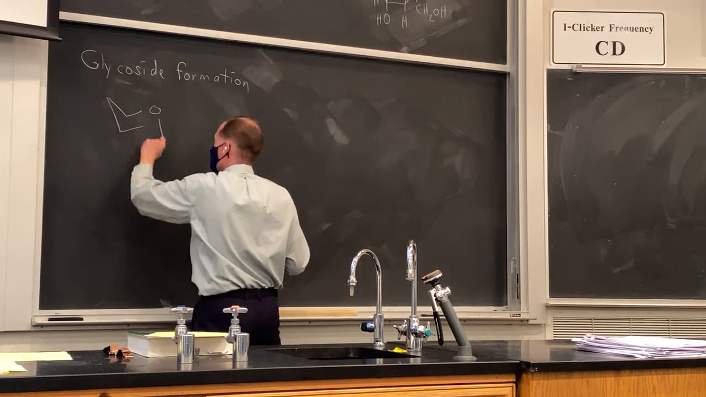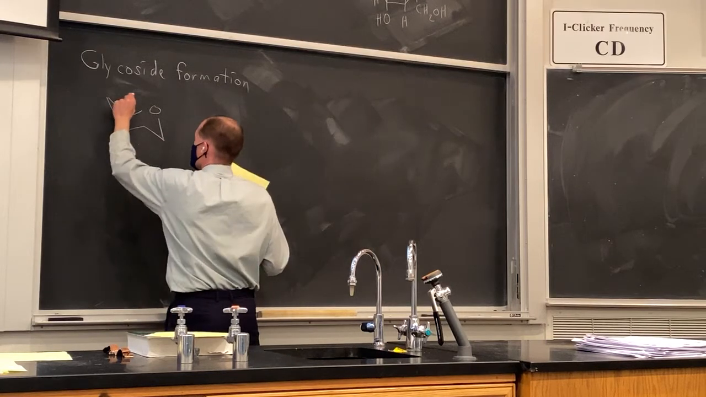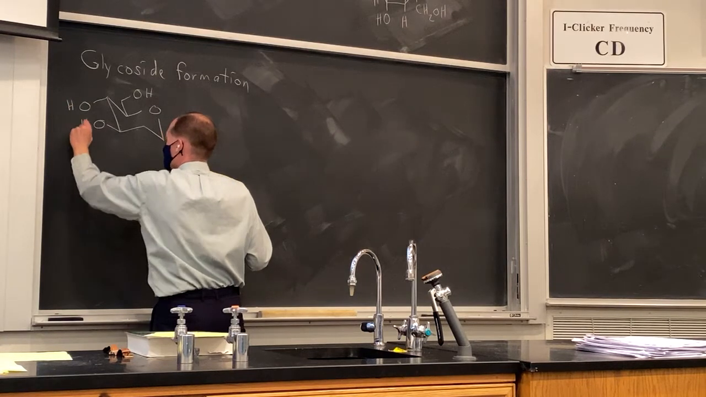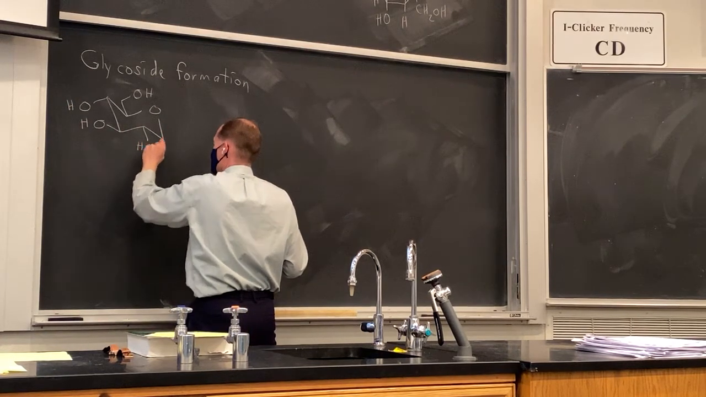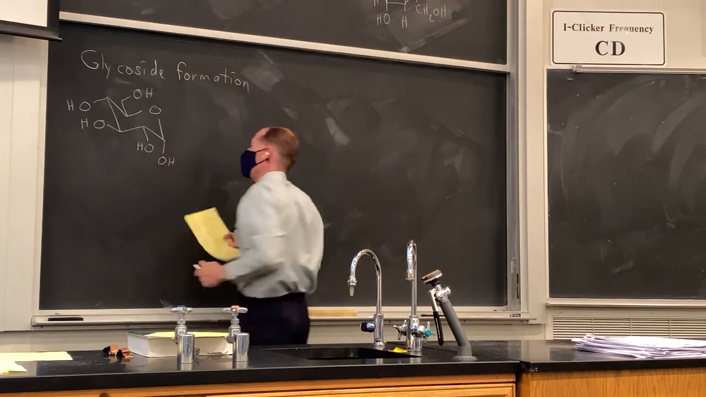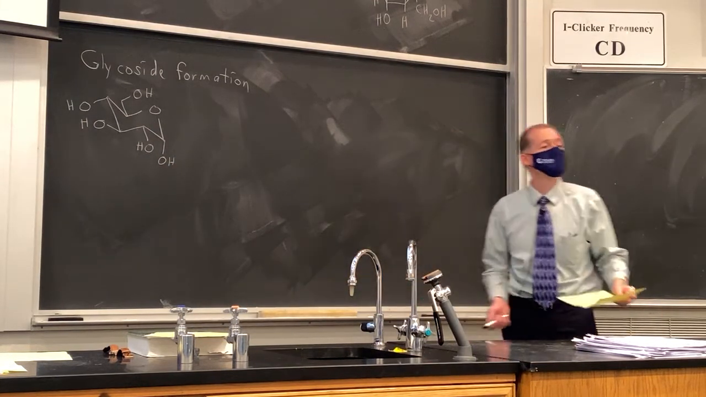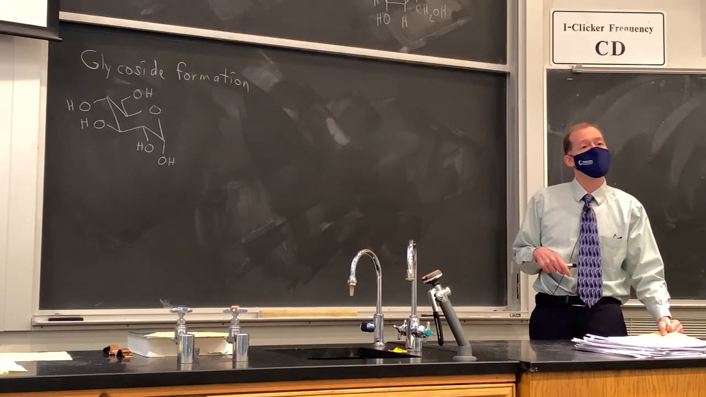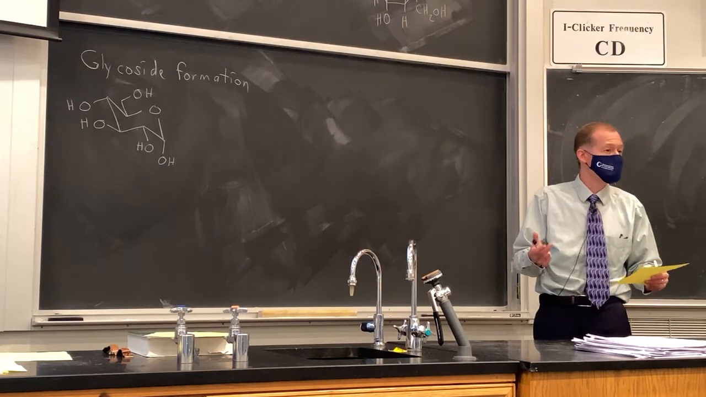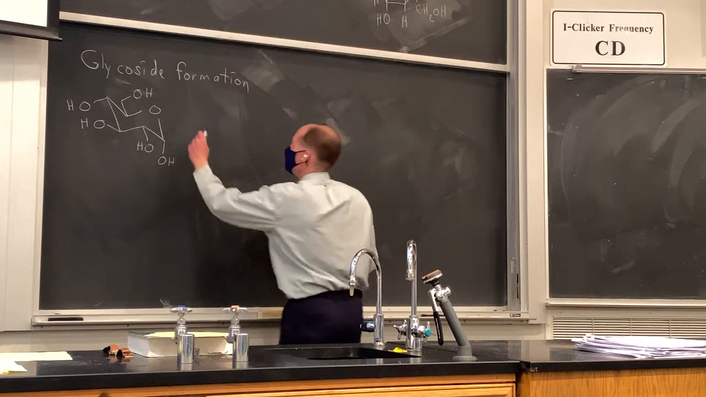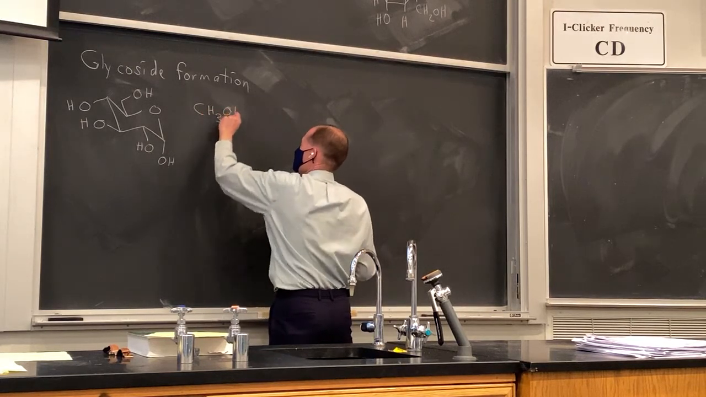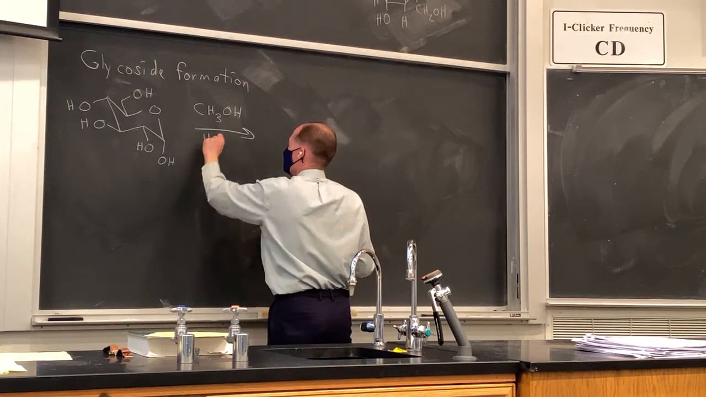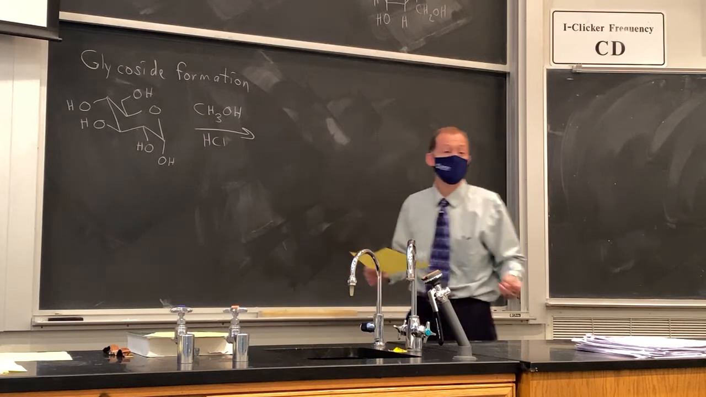So we're going to use glucose as our example for glycoside formation. It doesn't matter which anomer we draw. We'll just go ahead and draw the alpha anomer in this case. And when we make a glycoside, we're going to react our monosaccharide with an alcohol in the presence of a strong acid. Okay? So we'll use methanol, our simplest alcohol, just to show the products that we get and to draw the reaction mechanism.